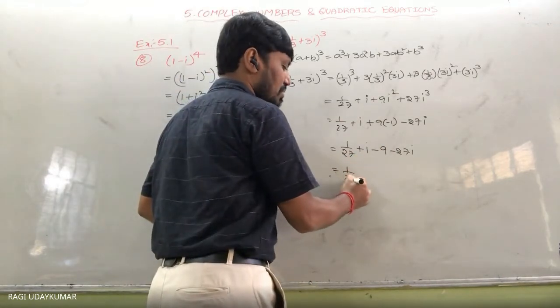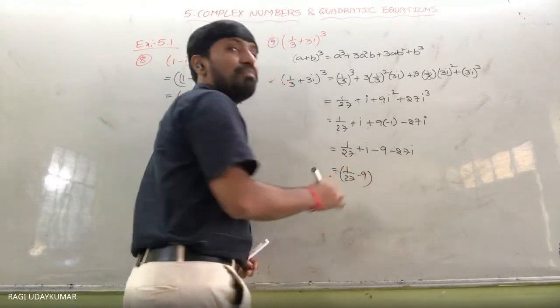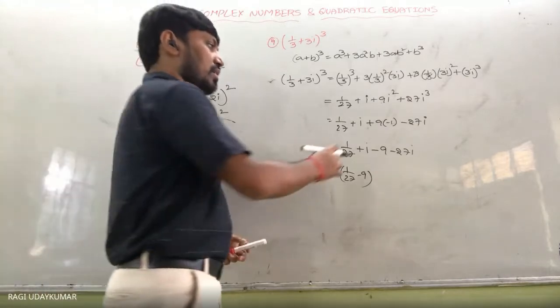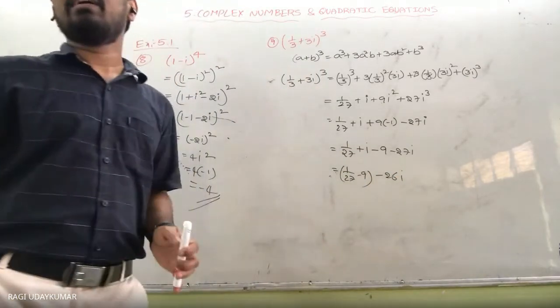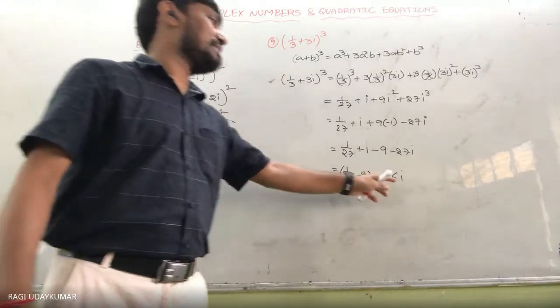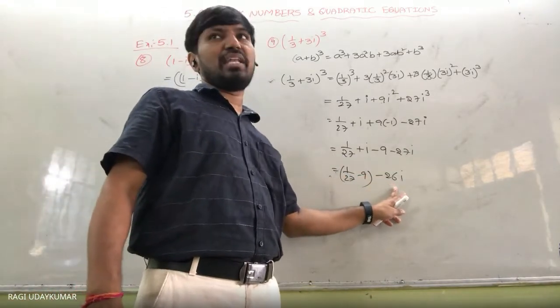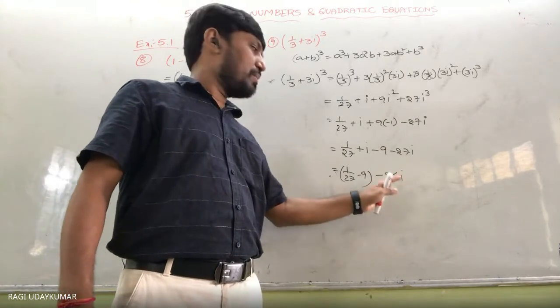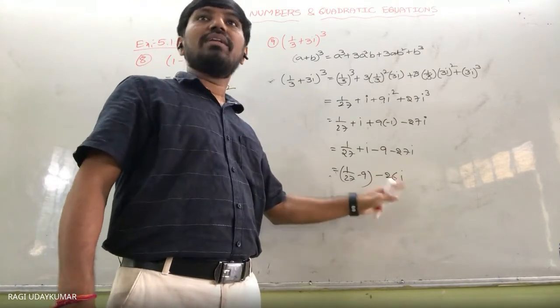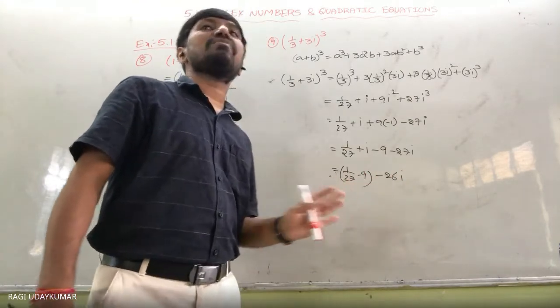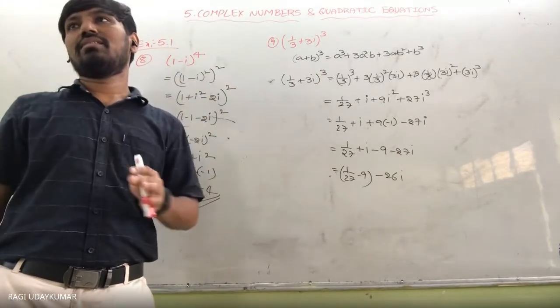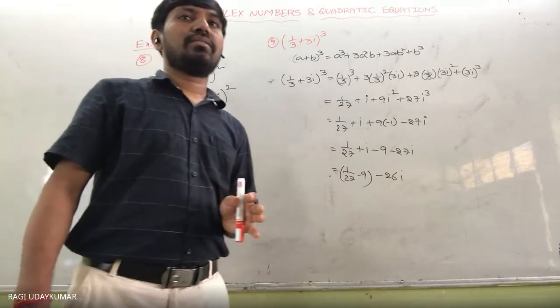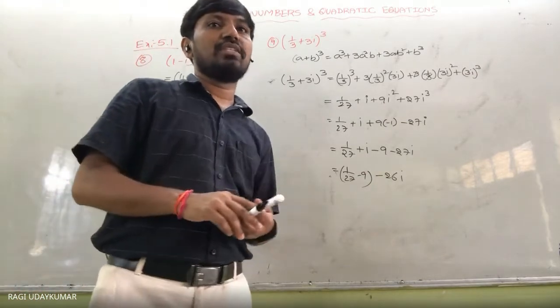1/27 minus 9 is the real part. Minus 26i is the imaginary part. Minus 26 is the imaginary part. What is the imaginary part? It means minus 26. What is the real part? Simplify this: 1/27 minus 9, that is the real part. In the same way, the 10th question also you can do.